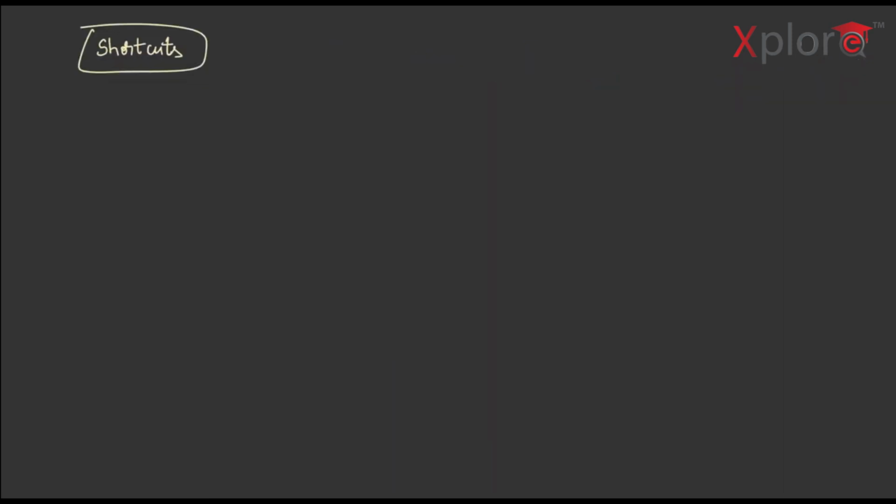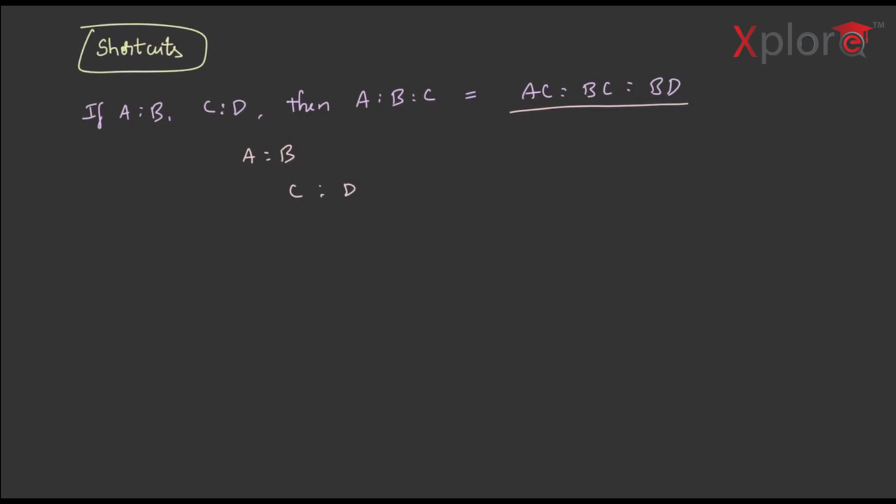Now we shall understand a couple of shortcuts. If A:B and C:D are given, then the simplest way to find A:B:C will be AC:BC:BD. I'll explain a trick to remember this. A is to B is given and C is to D is given. In order to get this formula, first let's multiply A to C and then B to C and then B to D. That is AC is to BC is to BD.